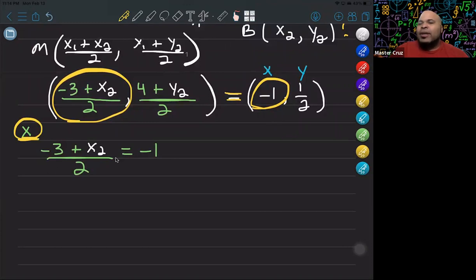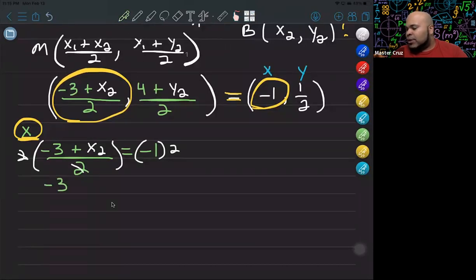Now this right here is an equation that's easy to solve. All I have to do is multiply both sides by 2, because that's the denominator, and that will cancel the denominator. I'm going to be left with -3 + x2 = -1 times 2, which is -2. And x is not by itself because it's being subtracted by 3, so the inverse operation will be to add 3 to both sides. When I add 3, this cancels, and I get that x2 equals -2 plus 3, which is 1.